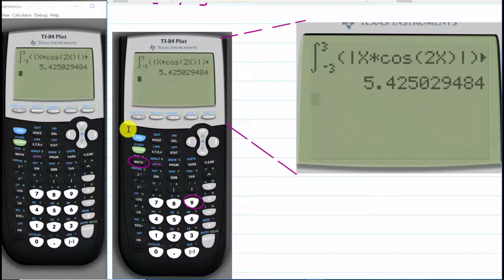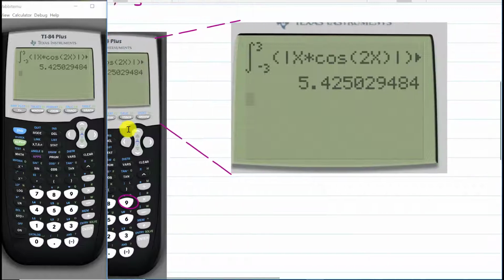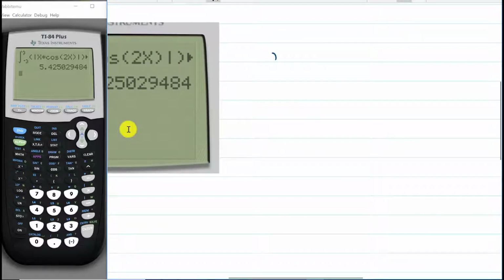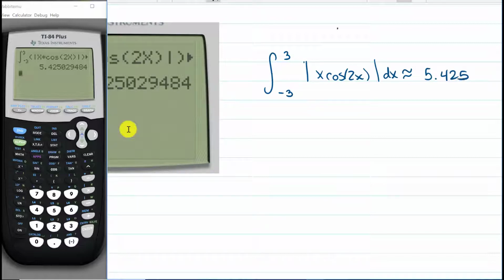So then all you have to do for the answer is write the integral from -3 to 3 of the absolute value of x cosine 2x dx is equal to, well, not equal, but is about 5.425. And remember, we're finding the total area. If we just wanted to evaluate the integral, we wouldn't use the absolute value bars.